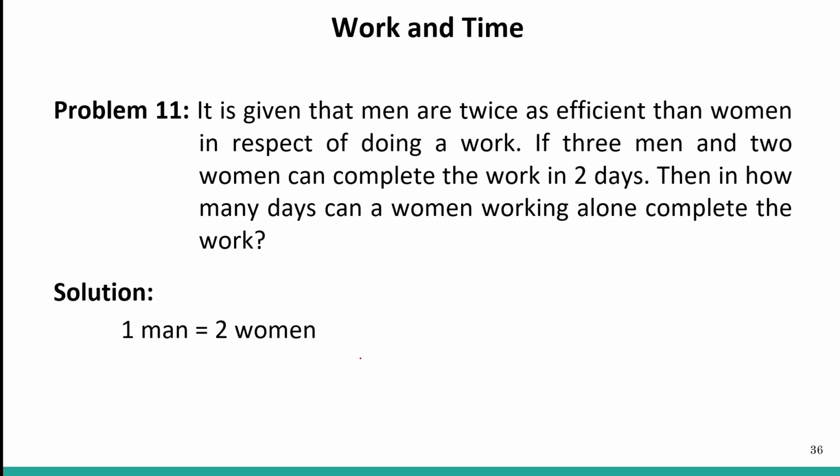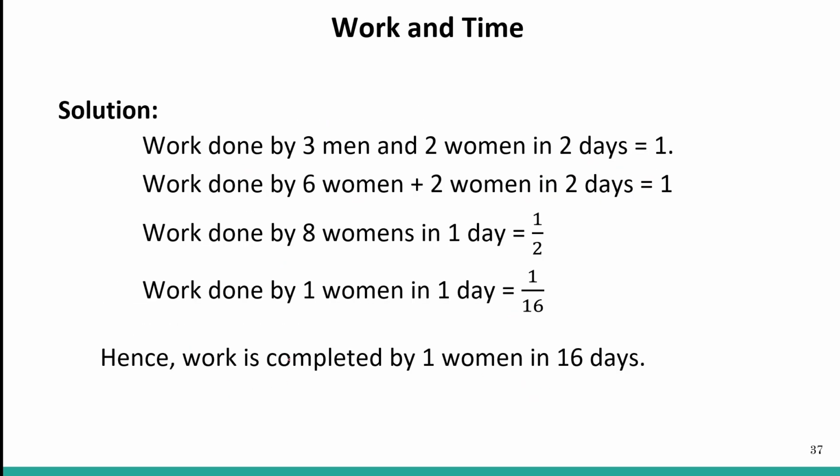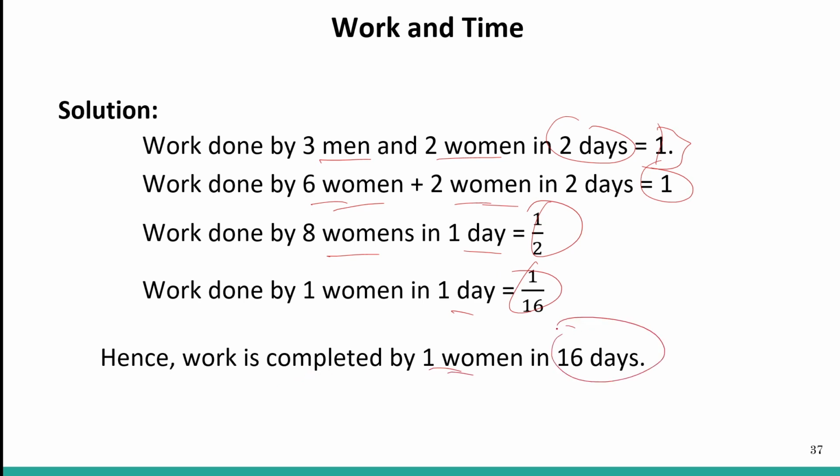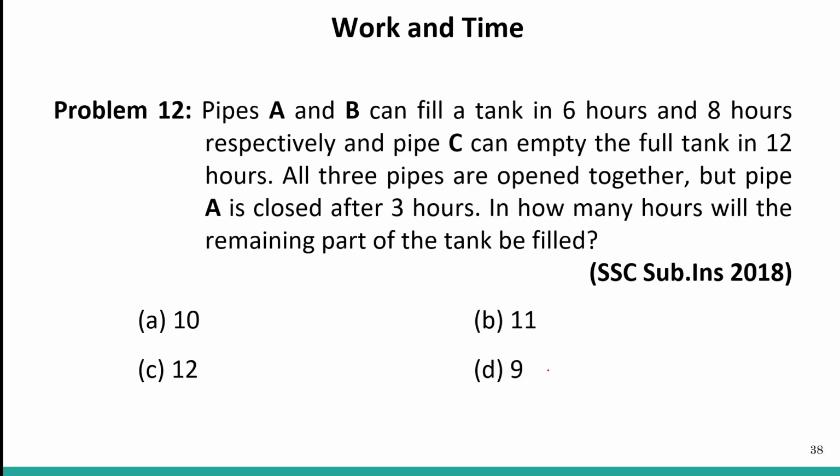Okay, so let's see. 1 man is equal to 2 women. So work done by 3 men and 2 women in 2 days is equal to 1. So work done by 6 women and 2 women in 2 days is equal to 1. So work done by 8 women in 1 day is equal to 1 by 2. So work done by 1 woman in 1 day is equal to 1 by 16. So hence the work is completed by 1 woman in 16 days. Okay, so 1 woman takes 16 days to complete the work.